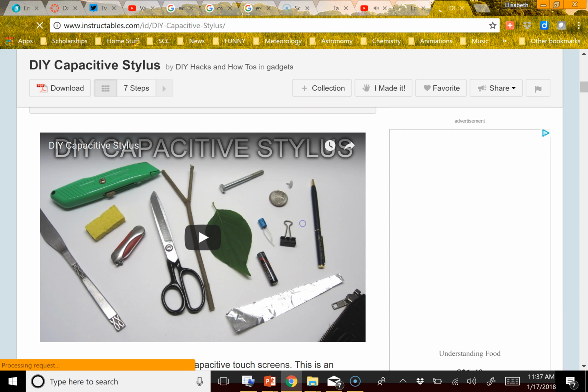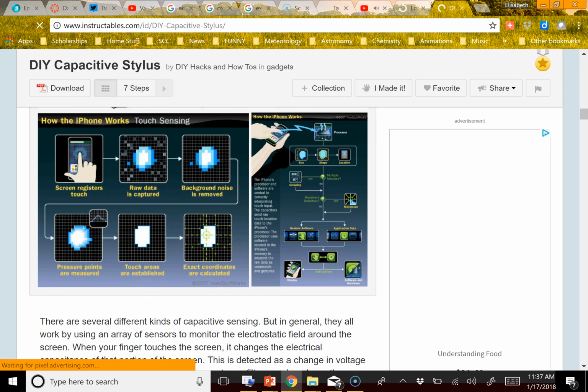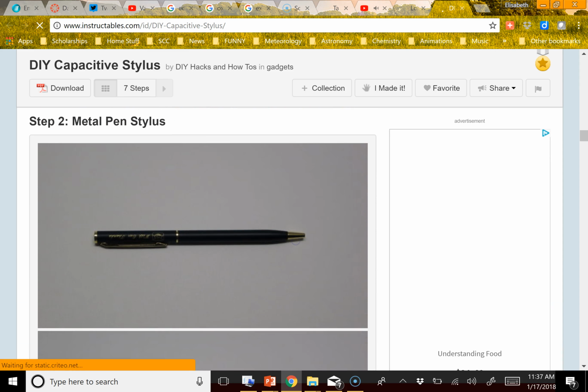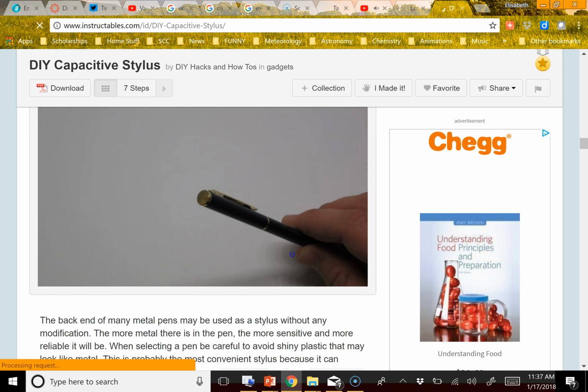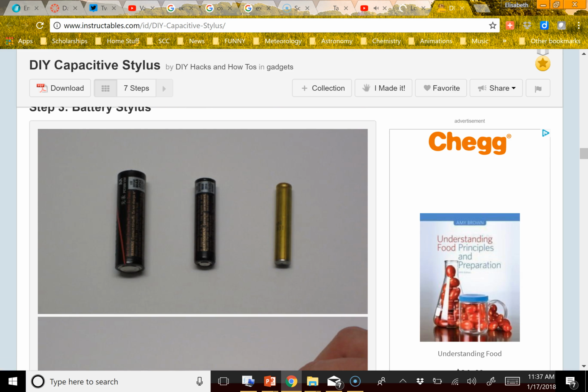I looked at it the other day. There's the video, but there are also still images that show how to make your own stylus. Okay? Any questions about that?